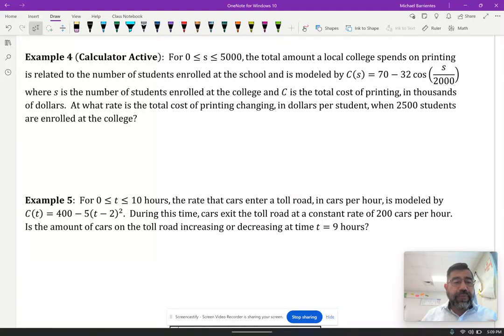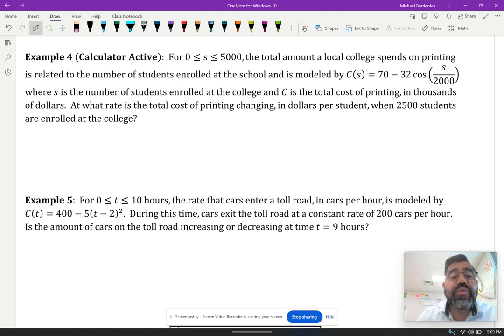Alrighty, here we have example four, the third video of just looking at a contextual problem, a situation, and then taking the derivative and using that derivative to find a rate of change, which is what we've been doing all along. Number four is specifically labeled as calculator active. So I'll have my calculator ready to use in order to find the derivative at a specific instant. But let's read it together.